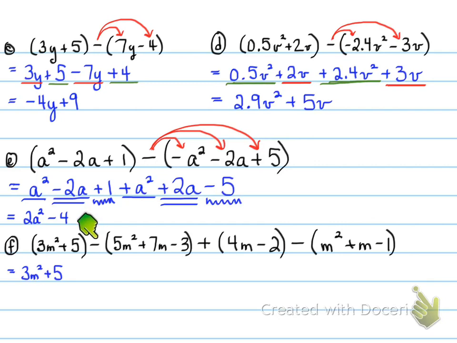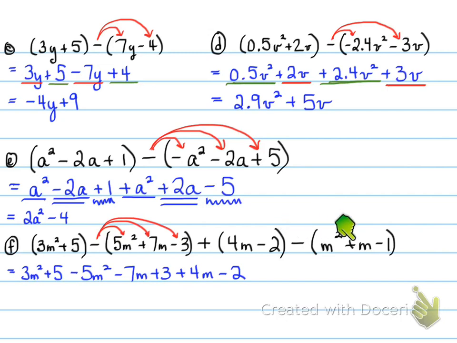But then the next one, this minus goes to every piece inside the bracket. But don't forget, you stop after the bracket ends. So only those 3 pieces inside the bracket get that minus. So we get minus 5m squared minus 7m plus 3. And then we have the plus 4m plus minus 2. So plus 4m minus 2. And then again, that tricky little minus on the outside changes the signs on the inside. So we get minus m squared minus m and plus 1. All right. Now all we have to do is collect the like terms.